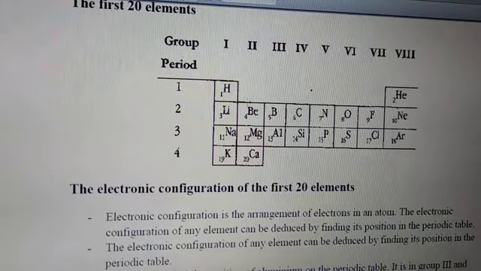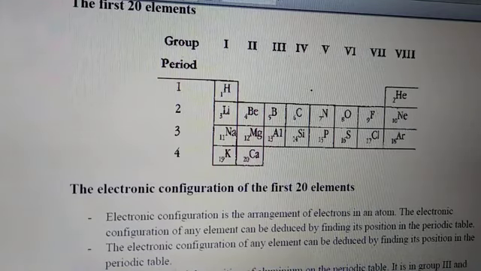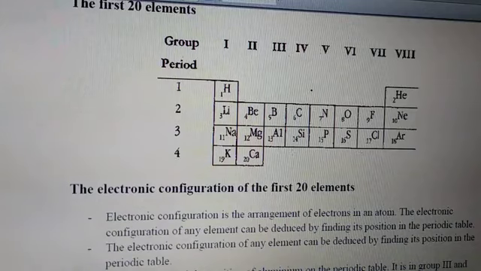On your periodic table, you might realize that my group 3, where I'm having boron followed by aluminium, might actually be your group 13, just because your periodic table would have included the transition elements, which are colorful elements that will be found between your group 2 and your group 13 elements, right? But then we are not going to focus much on the transition elements. That's why your first 20 elements are these ones. You need to be familiar with them.